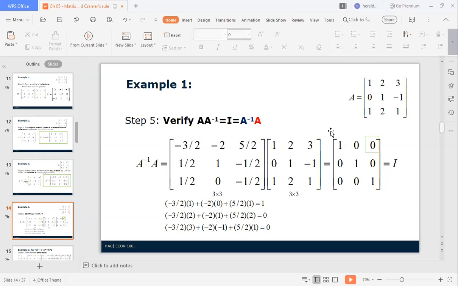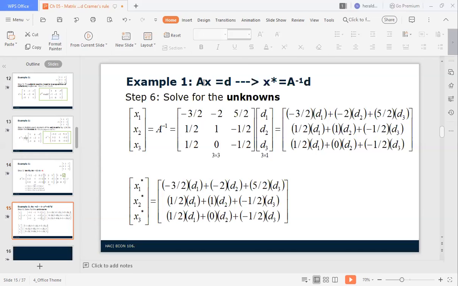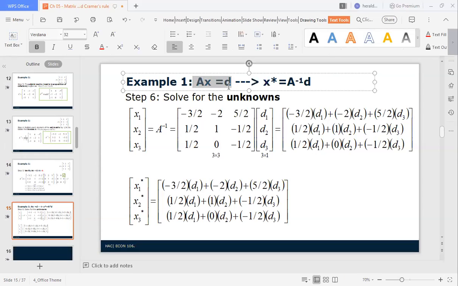So again, class, as we have seen here, we have verified that the inverse that we got is really the inverse of A. Okay. Now, what is the next thing to do? Remember, class, that this was our first step earlier. Again, we have a system of linear equations. In order to get the value of the unknown, or x, we will need to multiply the inverse times the constant.